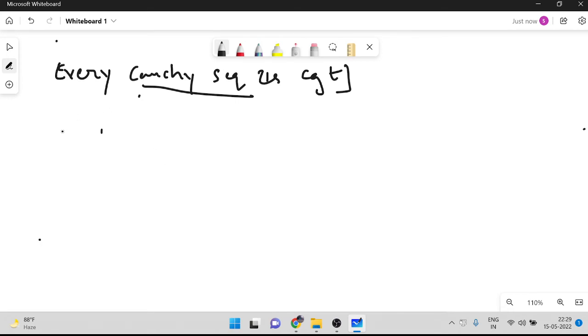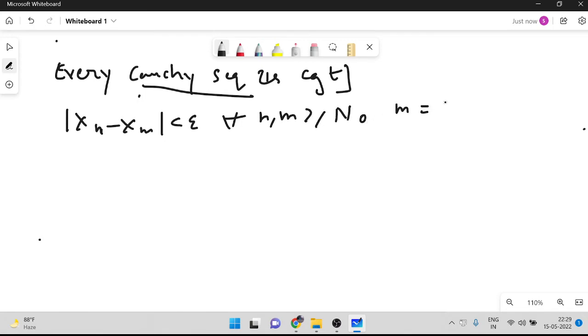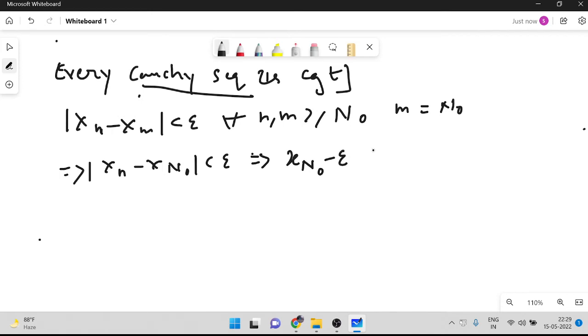So now, if mod of xn minus xm is less than epsilon, so you have a Cauchy sequence, for m, n greater than or equal to n naught. Now we take m equals n naught, which implies mod of xn minus xn naught is less than epsilon, which implies it is a bounded sequence. So xn naught minus epsilon is less than xn, which is less than xn naught plus epsilon.